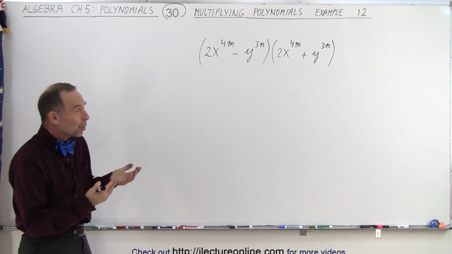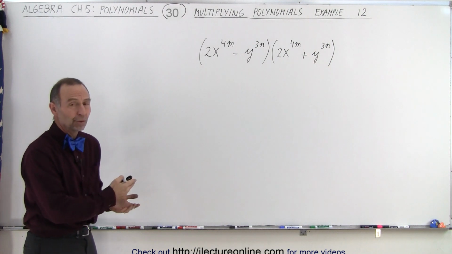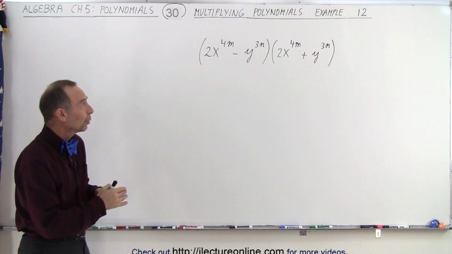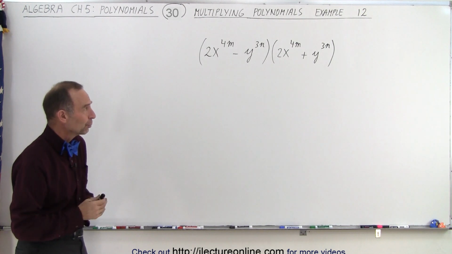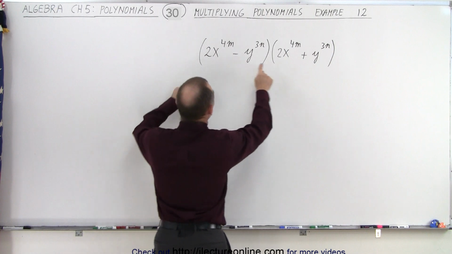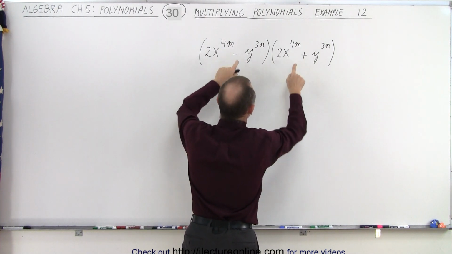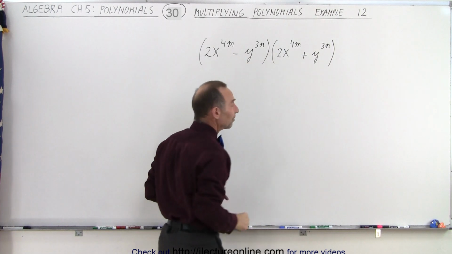What if we have exponents that contain letters, 4m and 3m, for the exponents of x and y? How do we deal with the product of these two binomials? Well, again, we need to recognize that the two first terms are the same, the two last terms are the same, and the only difference is that there's a negative sign there and a positive sign.